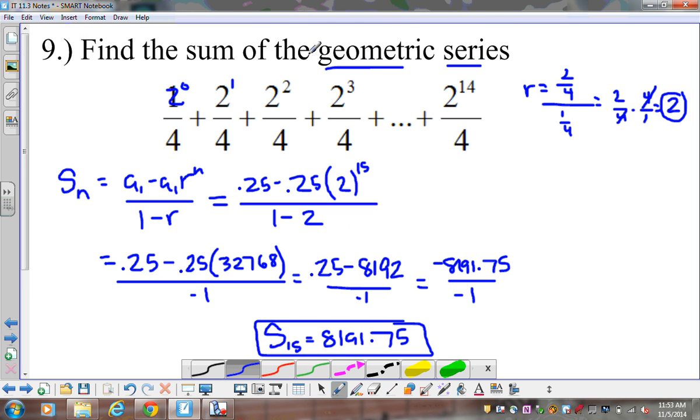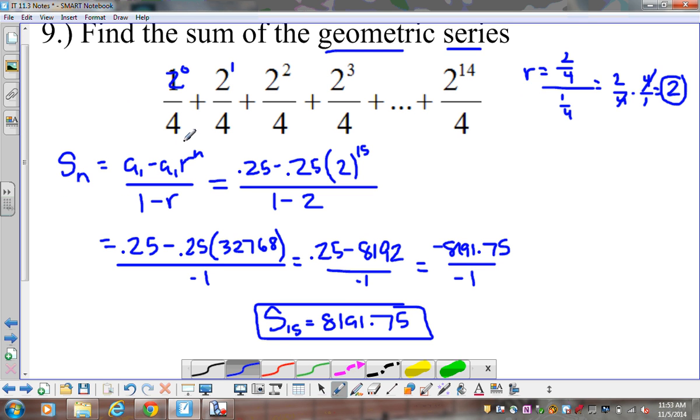And again, they didn't tell me 15 terms. I just had to deduce that from my list, from my series. So that's the sum of the first 15 terms of that particular geometric series. Now, we looked at geometric sequences, finding a particular term. That's the first equation we looked at. We've now looked at geometric series, so we're looking at a number of terms that are being added together. So I found that sum.